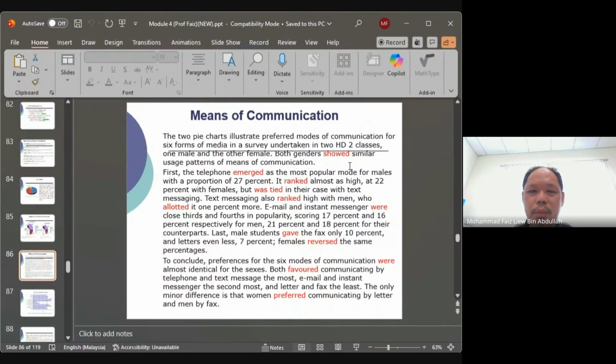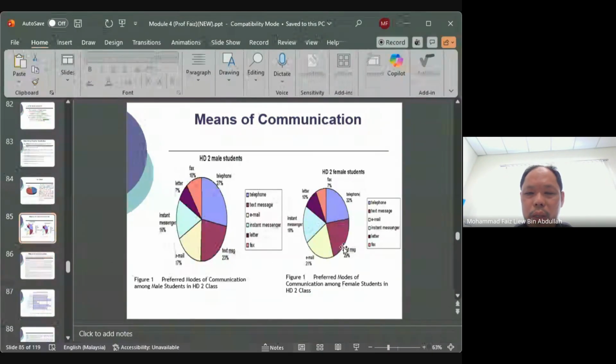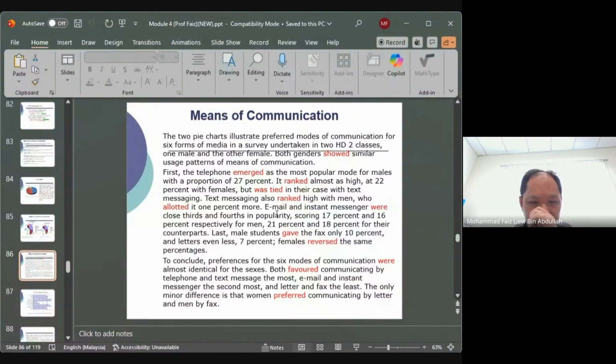So you can have this statement, and then you can say, first the telephone emerged as the most popular mode for the males, with a proportion of 27%, and then ranked almost as high at 22% for females. And then it was tied in their cases by text messaging. Text messaging also ranked high for the men. So very detailed, explain email and instant messaging. You describe one by one what is inside here, but of course highlighting what is the highest percent and what is the lowest percent.